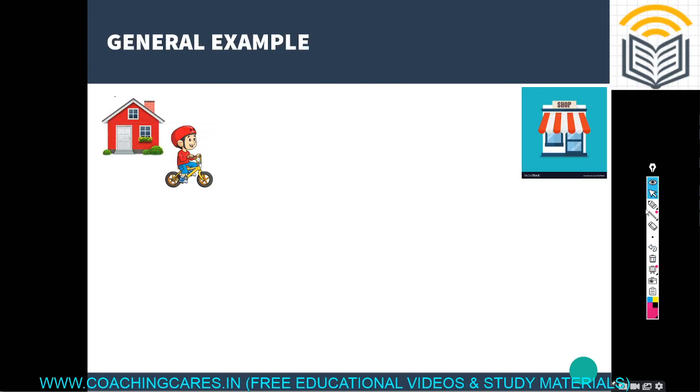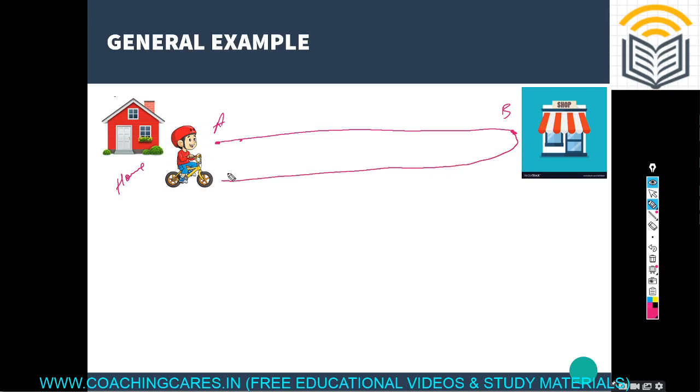Now some general examples we can have. Suppose this boy is moving from home to a shop at point B, starting from point A, and then after taking the things going back to point A. Suppose this distance is 20 meters, and the time taken from A to B is say 10 seconds.